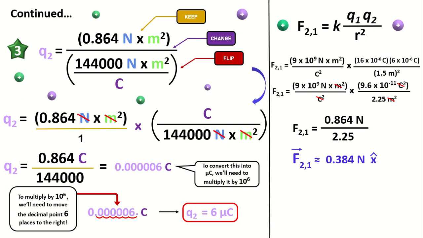And guess what? This is actually really good because that's what the force was given to us, right? That's what we were given. We were given that the force on charge 2 due to the presence of charge 1 was 0.384 newtons in part A of this problem. So that's good. We checked it. So we were able to verify that Q2 is equal to 6 microcoulombs. So yeah, this problem checks out.